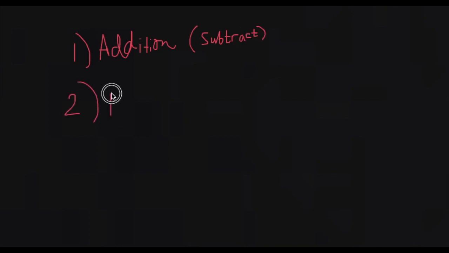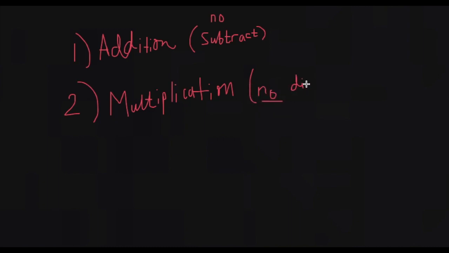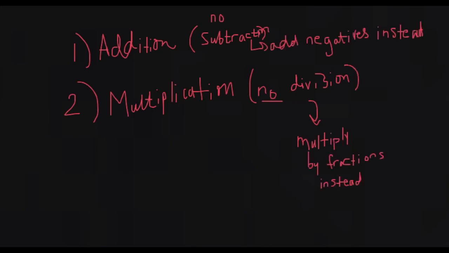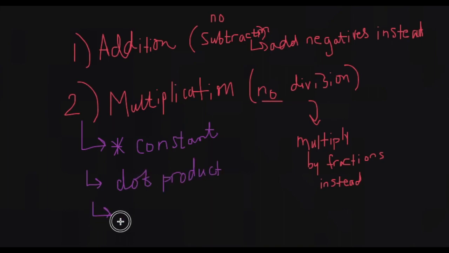Vectors have multiple different operations that we can use to combine them. The first one is addition. Subtraction also falls under this because we don't subtract vectors, we only add negative ones. The second one is multiplication. Note that there is no division when we work with vectors. Instead, we multiply by fractions. There are three different types of multiplication that we can do with vectors. The first one is multiply by a constant. The second one is the dot product. And third is the cross product.